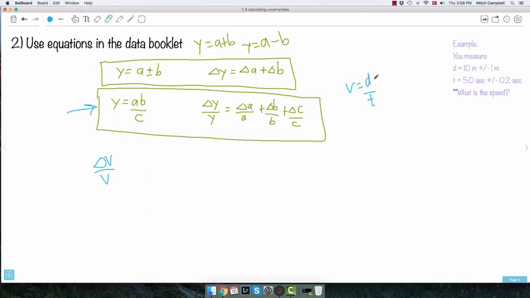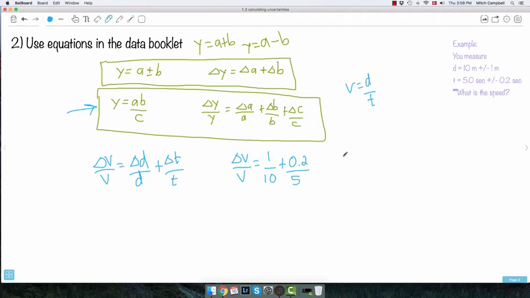So in this case, what do I do here? I know that delta V over V, because I'm using this delta Y over Y, is just going to equal the uncertainty on distance divided by the distance, plus the uncertainty on the time divided by the time, and that's it. So the uncertainty on V divided by V is going to be, let's see, what's the uncertainty on the distance? It's 1 meter, divided by 10, because that's the original distance, plus the uncertainty on the time, which is 0.2, divided by 5. That wasn't so hard, was it?